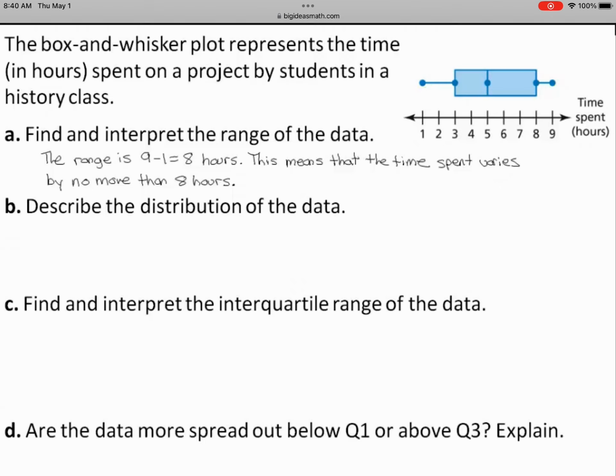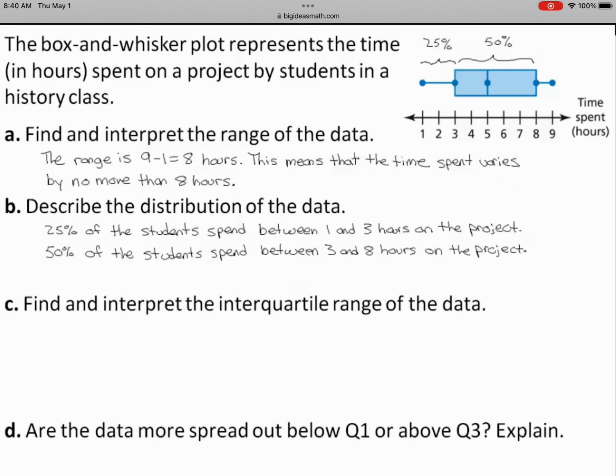Part B. Describe the distribution of the data. Each whisker represents 25% of the data. The box represents 50% of the data. So 25% of the students spend between 1 and 3 hours on the project. 50% of the students spend between 3 and 8 hours on the project, and 25% of the students spend between 8 and 9 hours on the project.